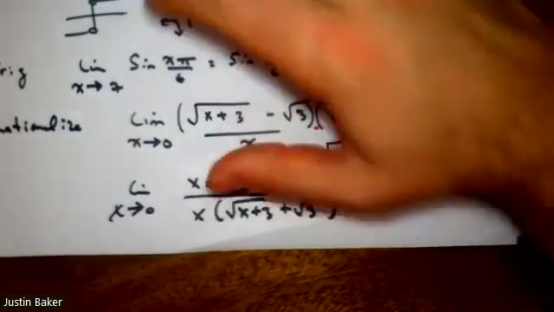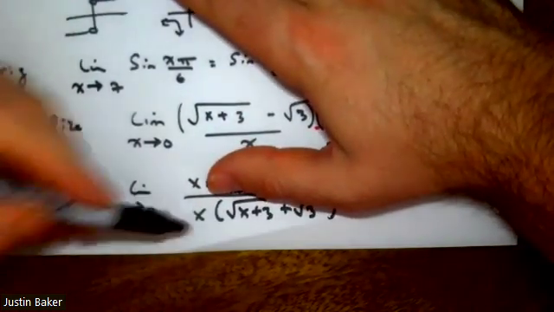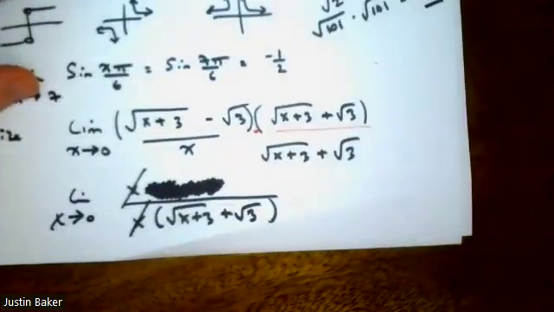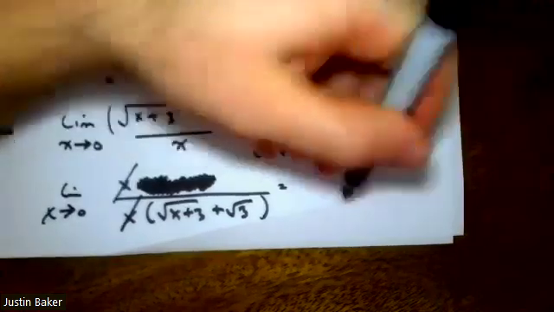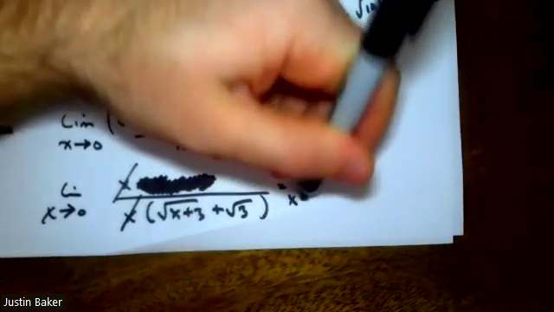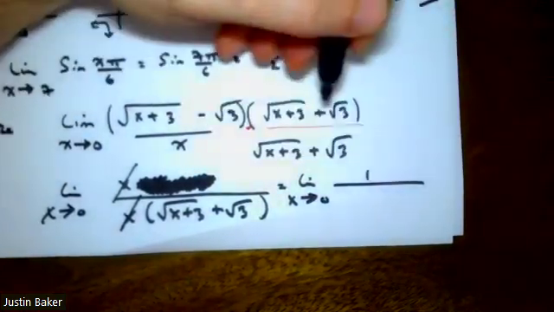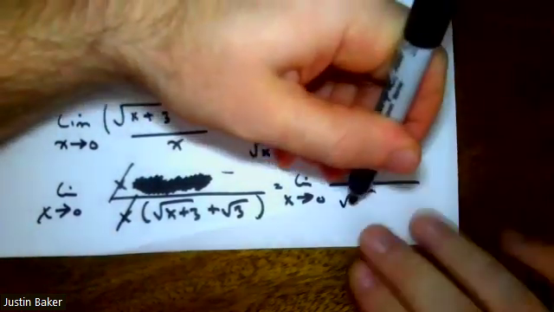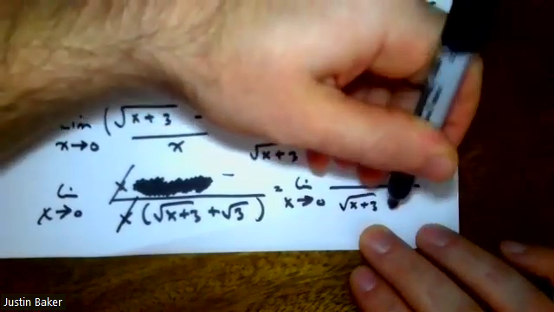And now since we are out of things on the top, these x's that are hanging outside, these also cancel. So now I've completely run out of things on the top. So this is now the limit as x approaches 0 for 1. If you run out of things on the top, it's just 1 over root x plus 3 plus root 3.